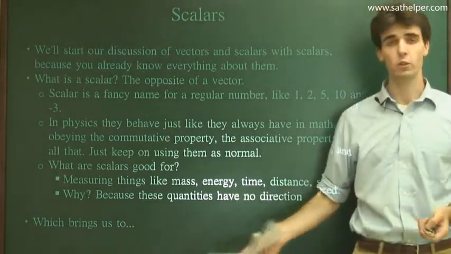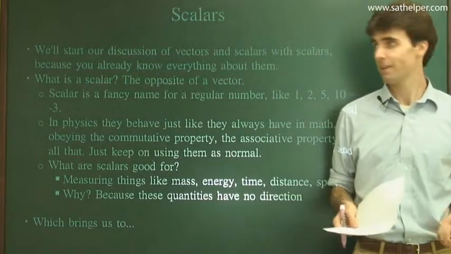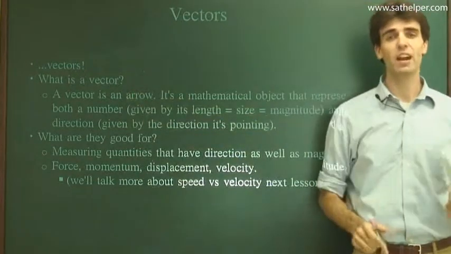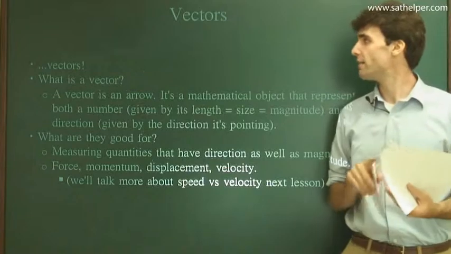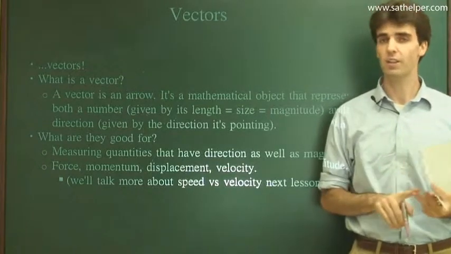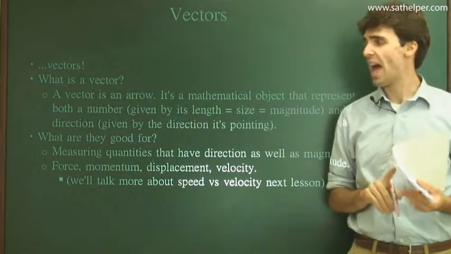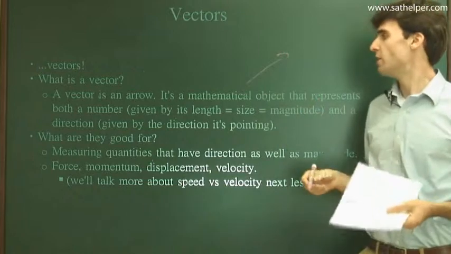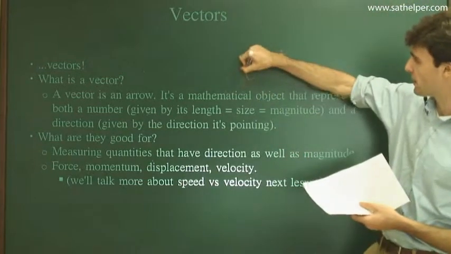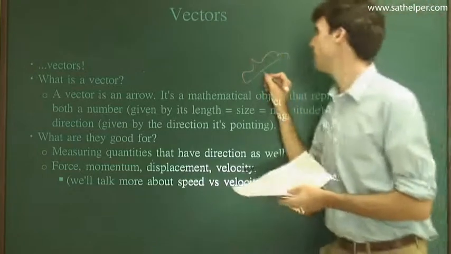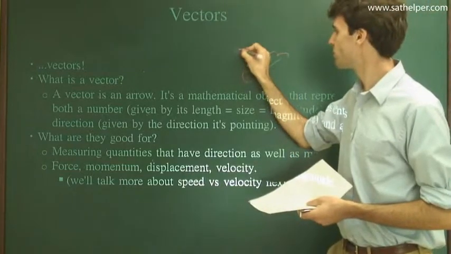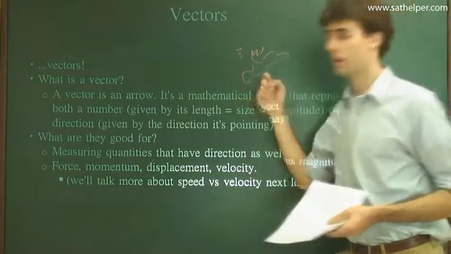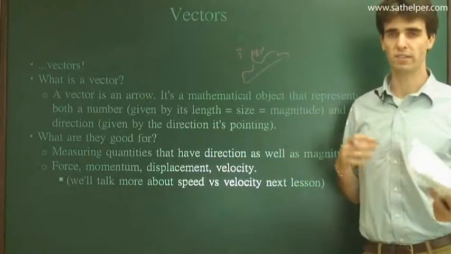So that brings us to quantities that do have direction, which are represented by vectors. So what is a vector? Well, a vector is the opposite of a scalar. If a scalar has only magnitude but not direction, then a vector has both magnitude and direction. It's represented by an arrow. It's a mathematical object that represents a number. That number is given by its length. If this is vector v, I'll call this quantity here its magnitude, using the absolute value sign, since the absolute value sign basically means the magnitude of a scalar.